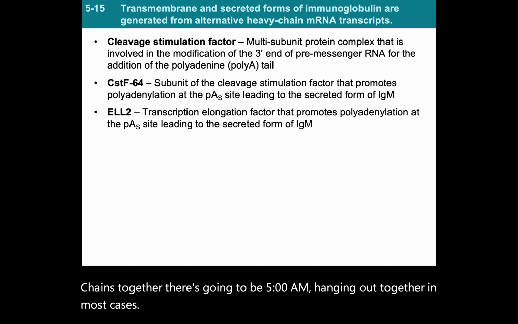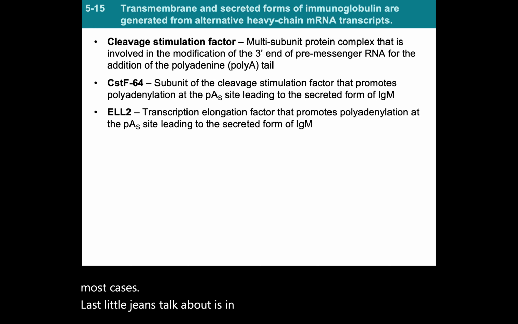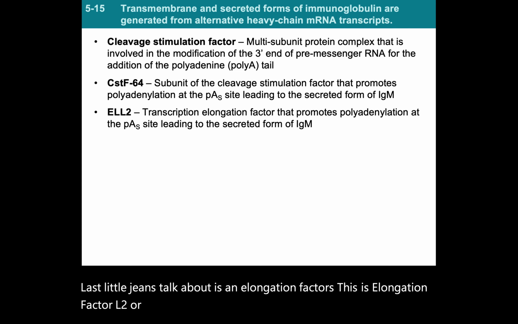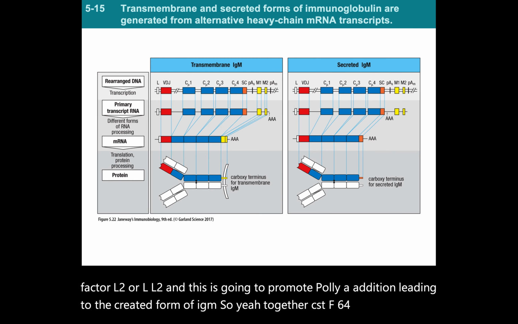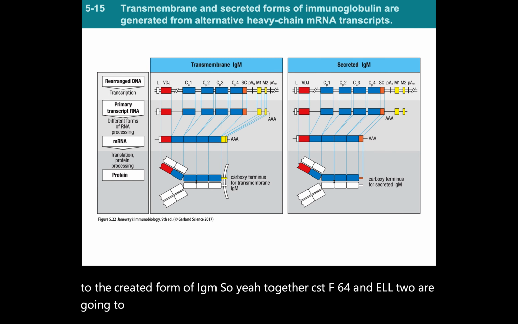Last little gene we need to talk about is an elongation factor. So this is elongation factor L2, or ELL2. And this is going to promote poly-A addition, leading to the secreted form of IgM. So together, CSTF64 and ELL2 are going to do the job. So how do they do this?